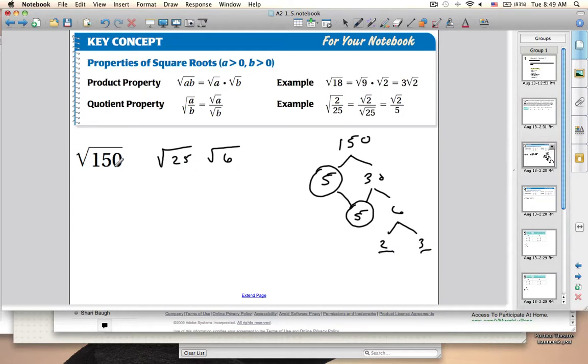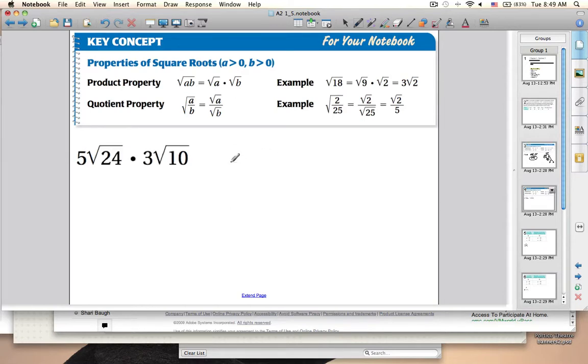So you can do it by looking at it and figuring it out. You could test with your calculator to check perfect squares to see if they are factors, or you could do this factor tree. All of those will work for you. So the square root of 25 is 5 times the square root of 6, and now it's completely simplified.